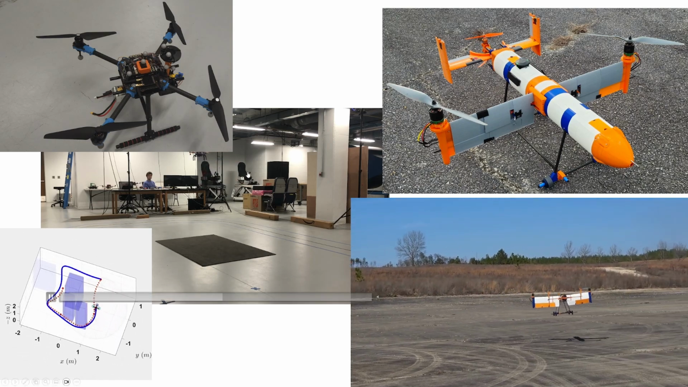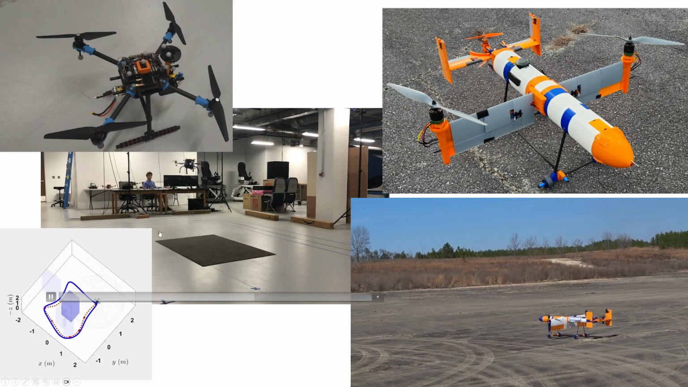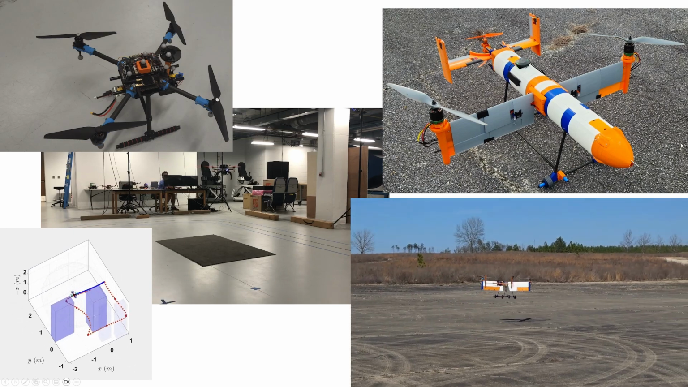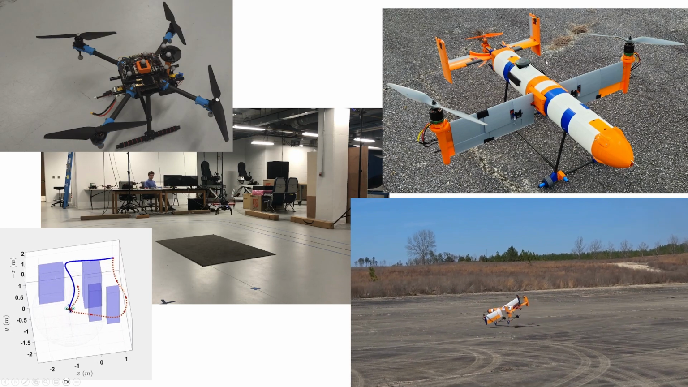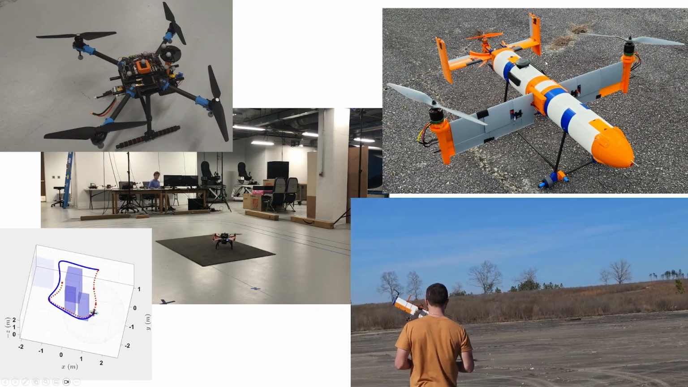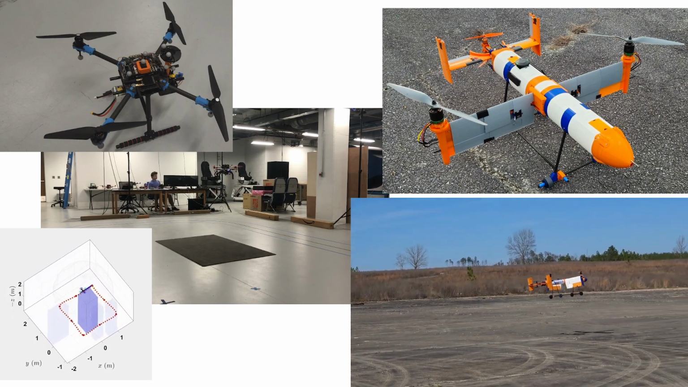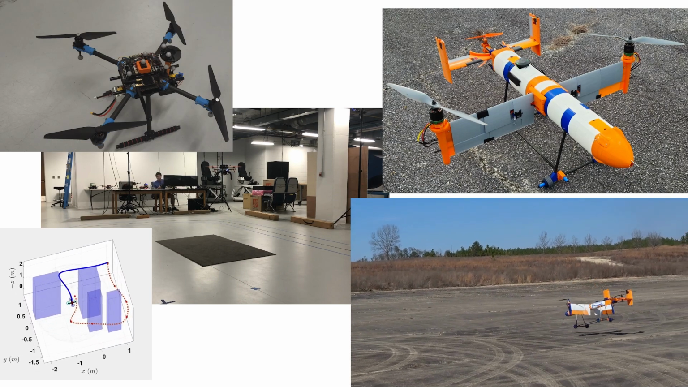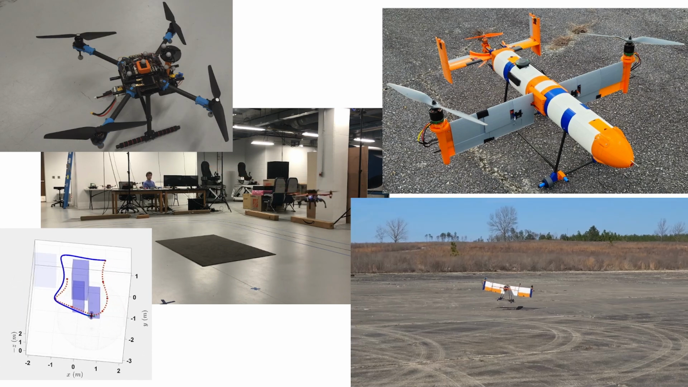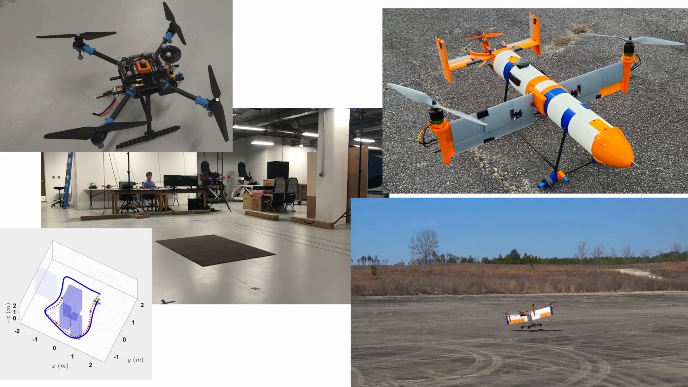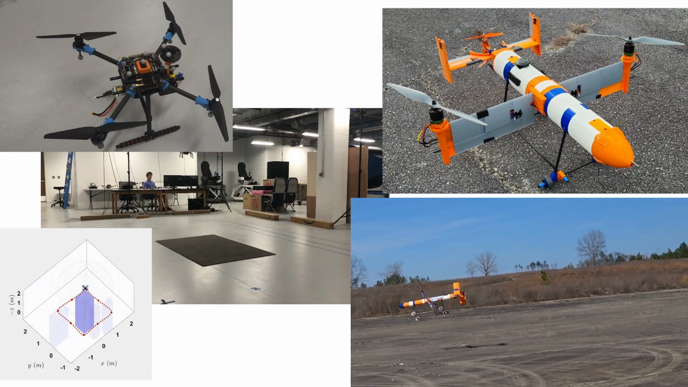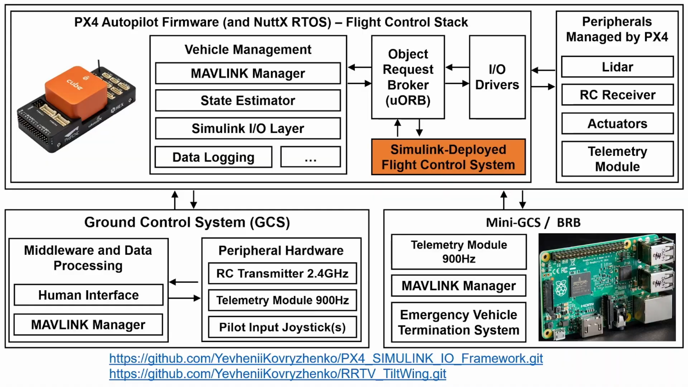Just two quick simple examples are the quadcopter that we're flying in the lab, and some of the outdoor flying that we are doing with the tilt wing that you see on the right. So it doesn't necessarily matter what you're going to be flying, because this is a very general framework to allow getting all of the data in and out of the PX4, as well as communicating that to and back from the ground station or stations.